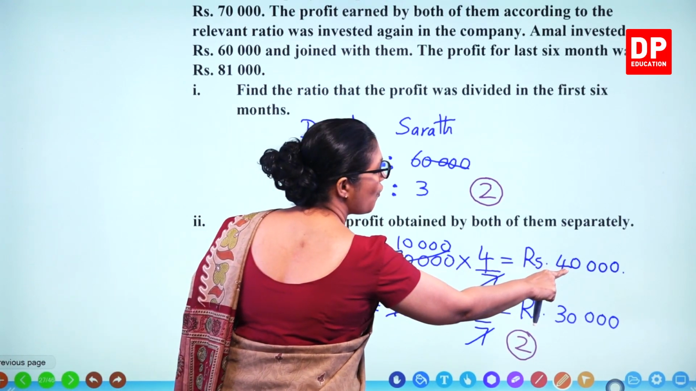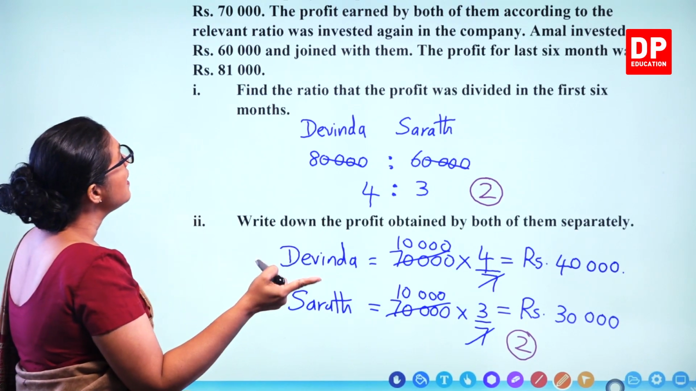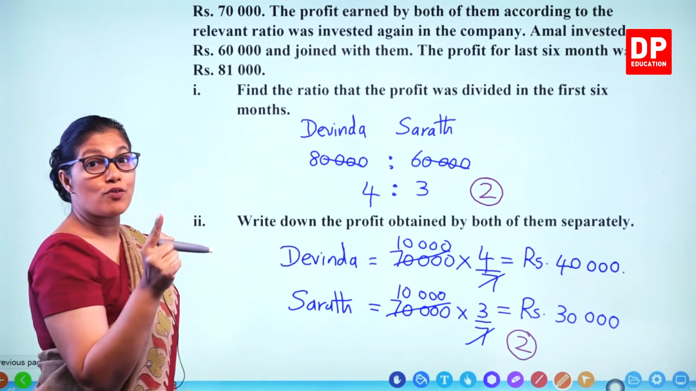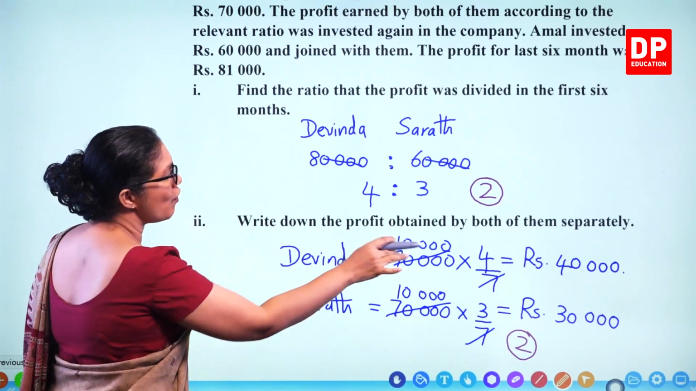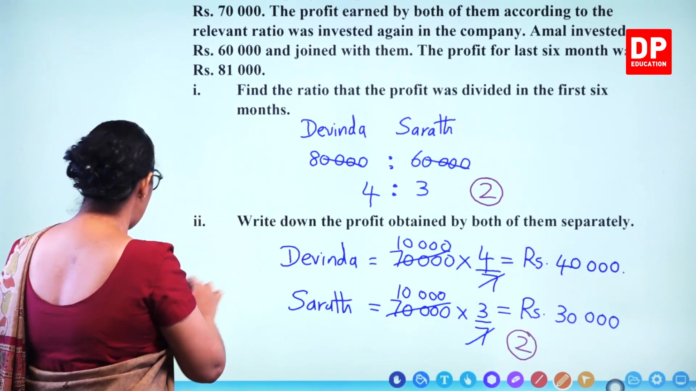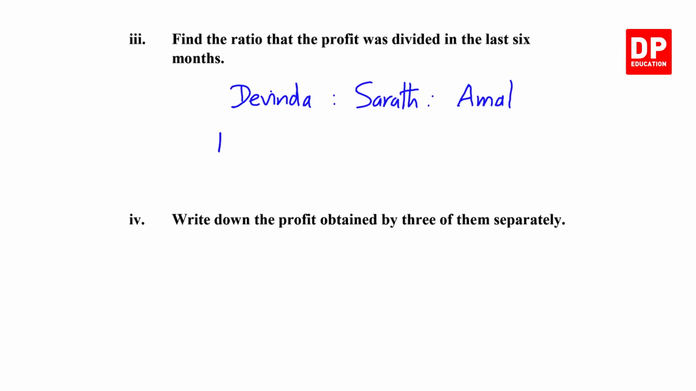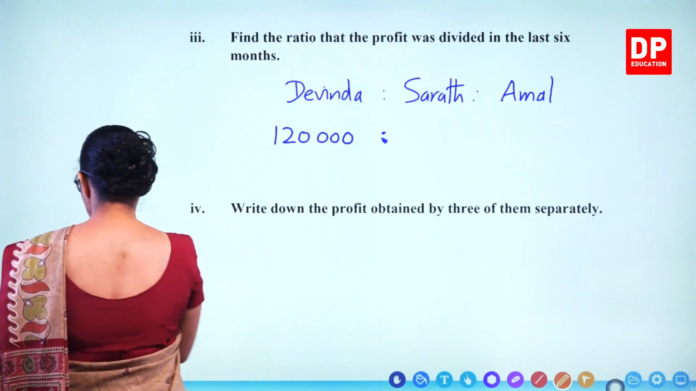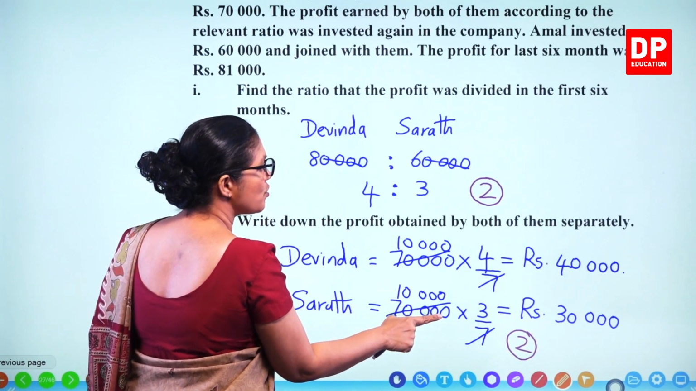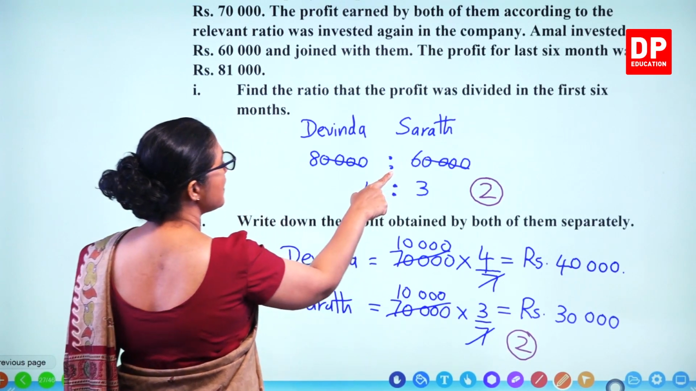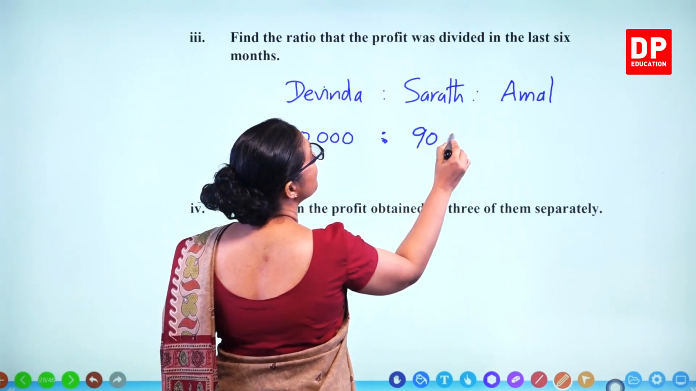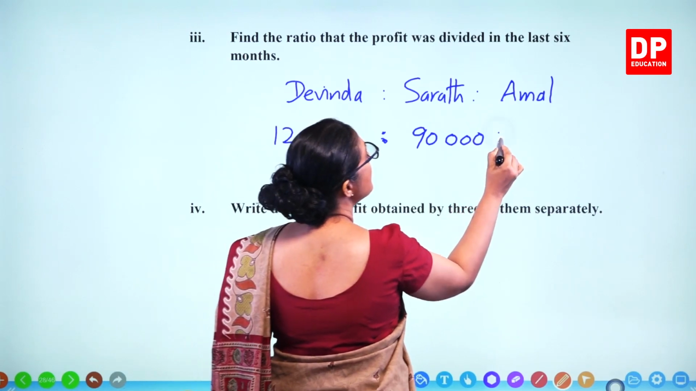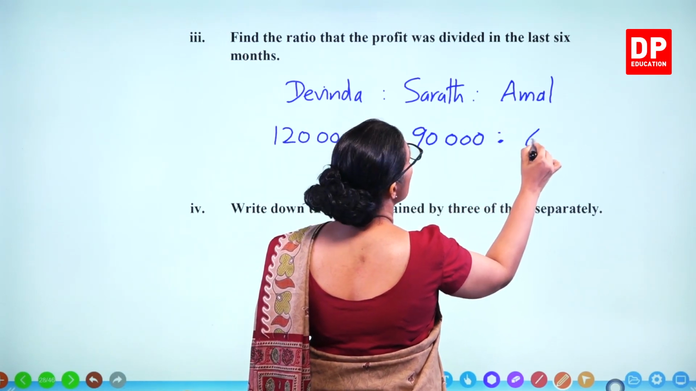Devinda gets 40,000 as the profit. Earlier he invested 80,000, and everything they put into the company again. 40,000 plus 80,000, 120,000. Then Sarath's amount: he got 30,000 rupees and before, 60,000. So that's 90,000 rupees now. Amal invested 60,000 rupees.